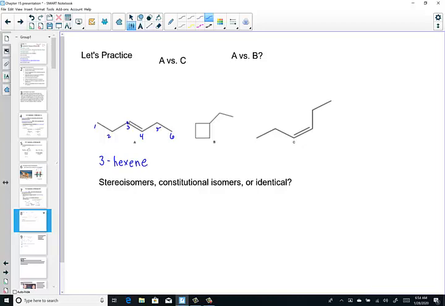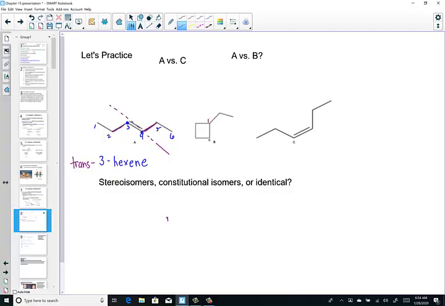I noticed that the double bond between carbon 3 and 4, the group coming off of carbon 3 is pointing down. The group coming off of carbon 4 is pointing up. Just think of this double bond. And notice that they are on opposite sides. So this is called trans 3-hexene.